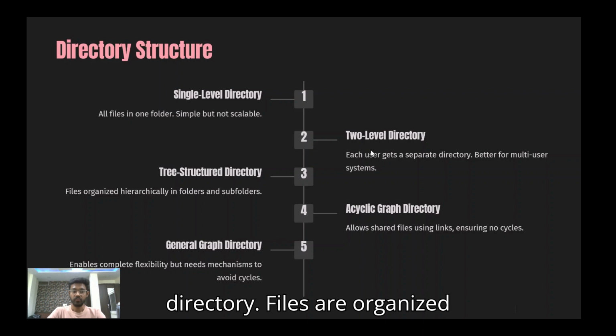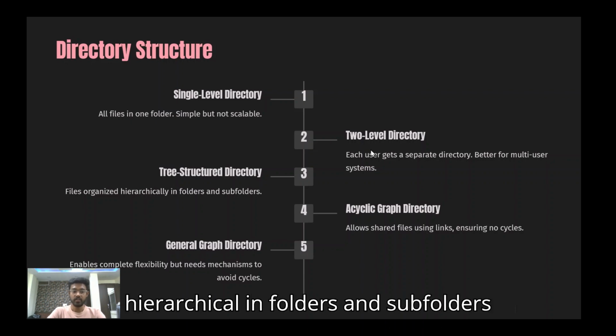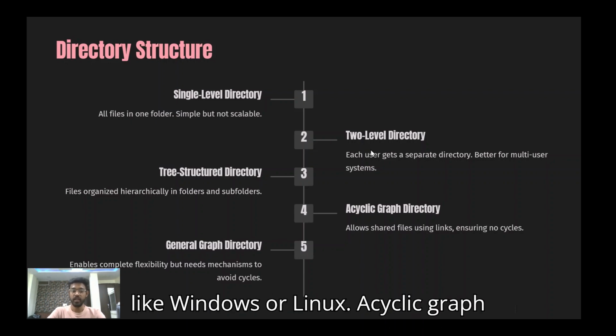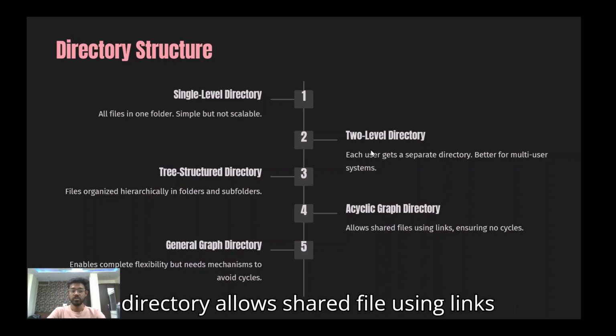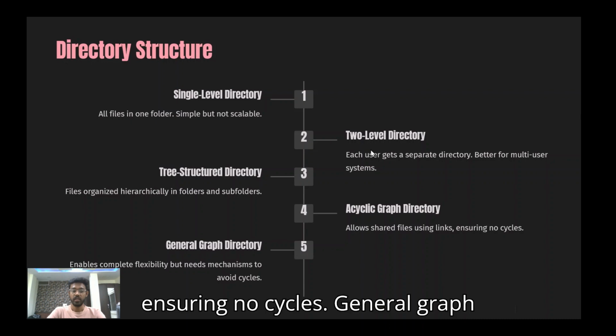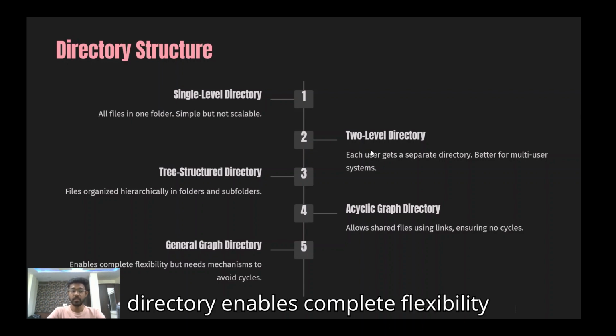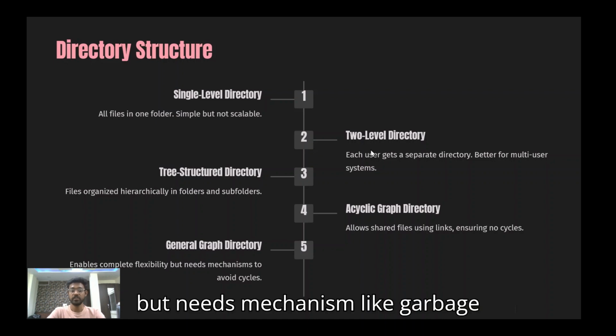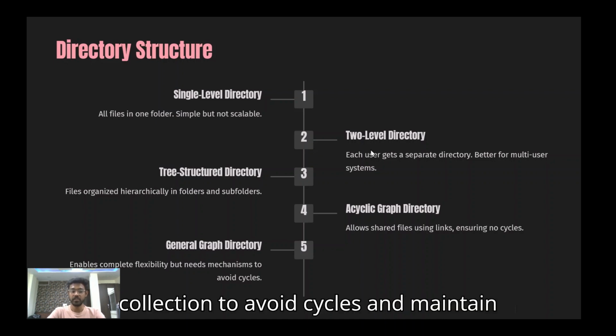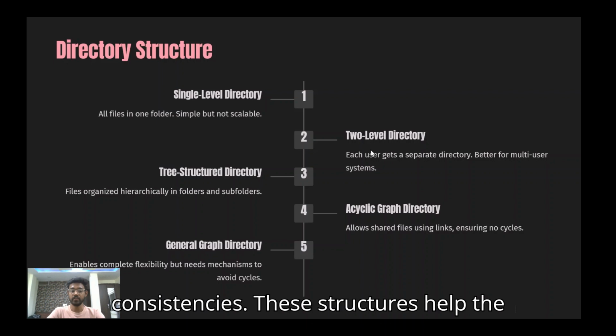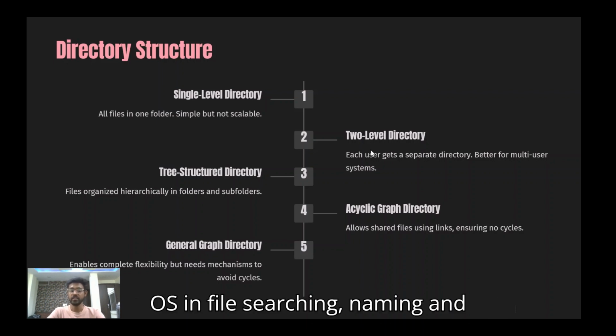Tree-structured directory: files are organized hierarchically in folders and subfolders, like Windows or Linux. Acyclic graph directory allows shared files using links, ensuring no cycles. General graph directory enables complete flexibility but needs mechanisms like garbage collection to avoid cycles and maintain consistency. These structures help the OS in file searching, naming, and grouping.